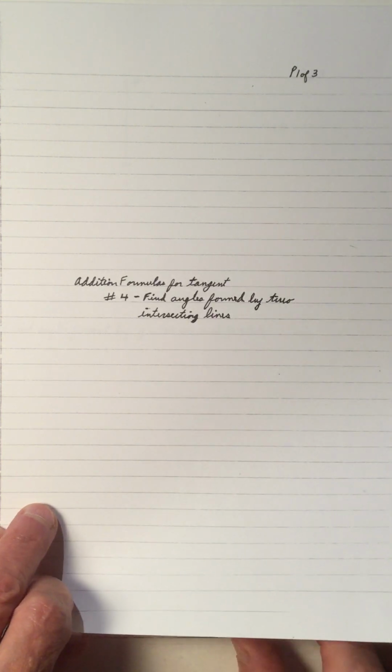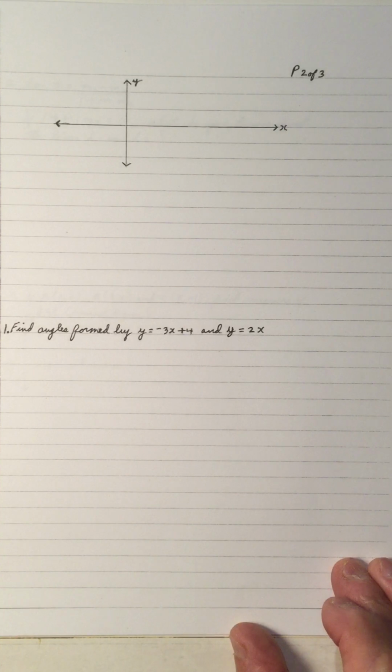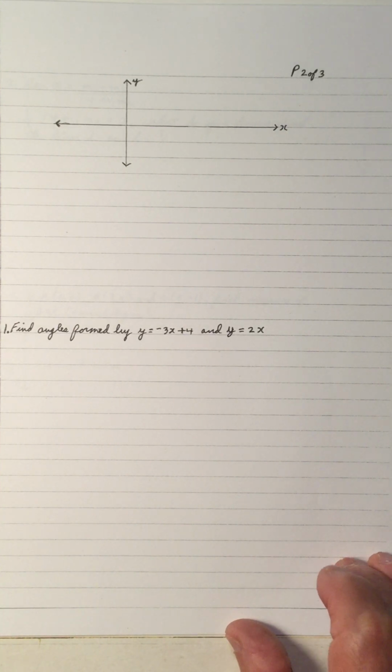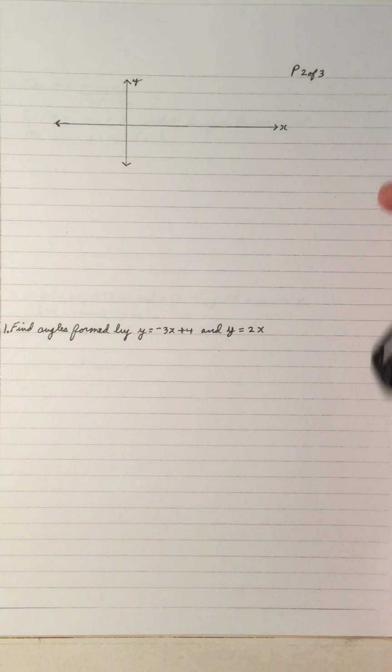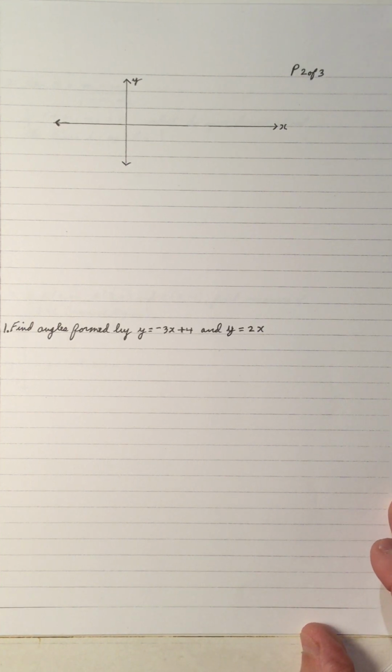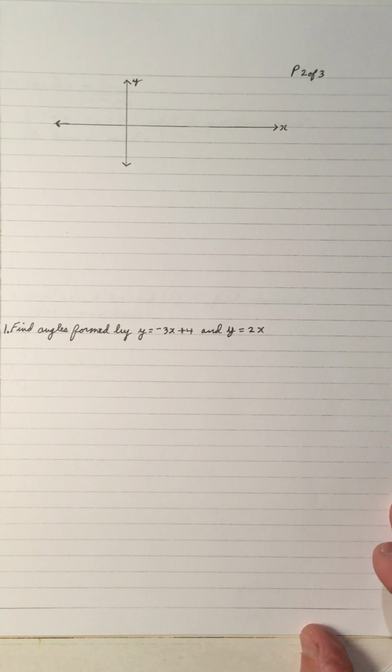Number 4, find the angles formed by two intersecting lines. I did that in a previous video, Tangents Trig Number 2, so you can look up that video and find out how to work it out. But because we have the tangent formula, we're going to work it out this way.